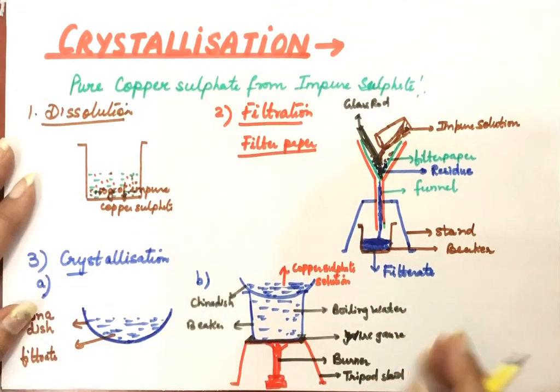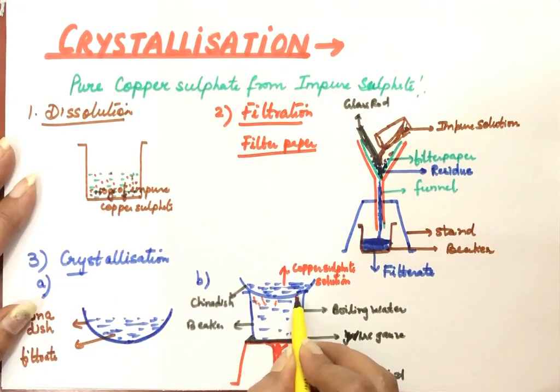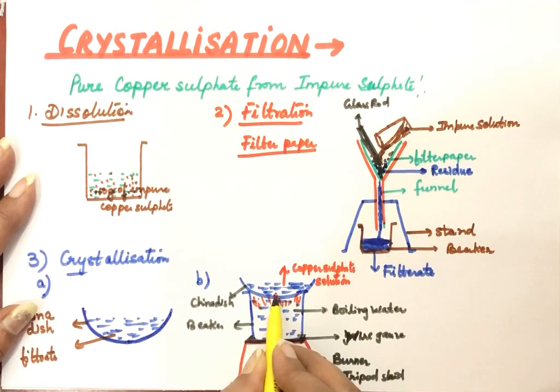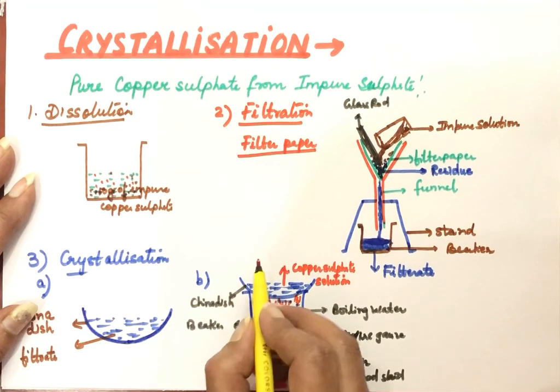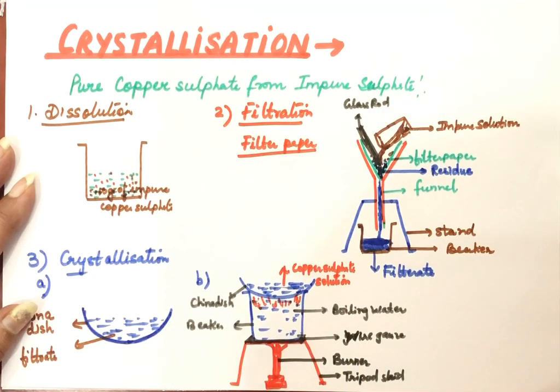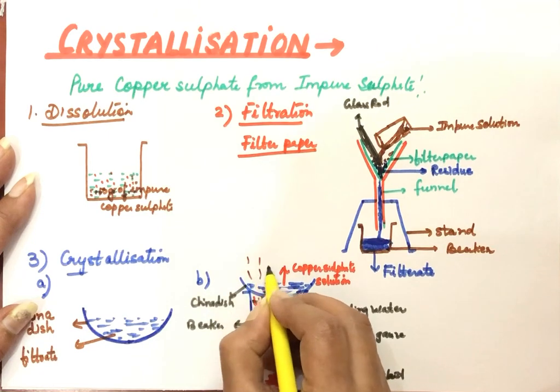And then when we heat this, what will happen? Steam will form here. And the heat from the steam will be transferred to this china dish. And with that heat, what will happen? The water from this will start coming out.